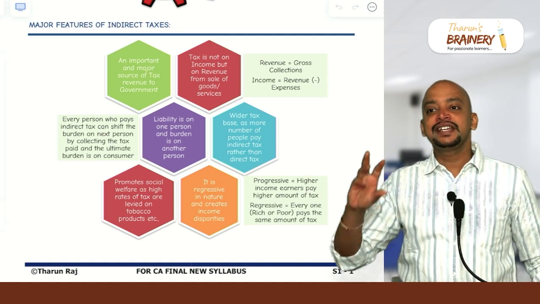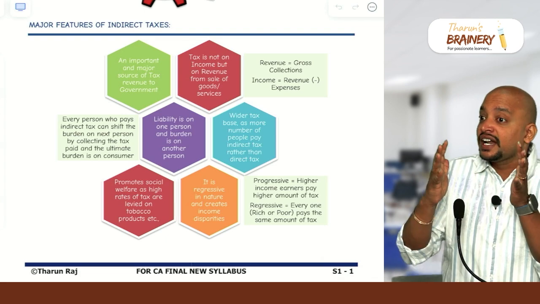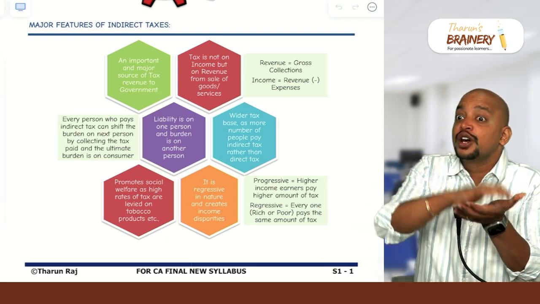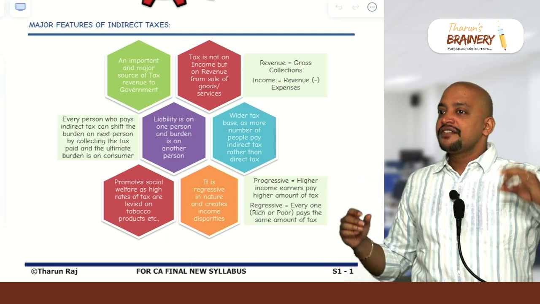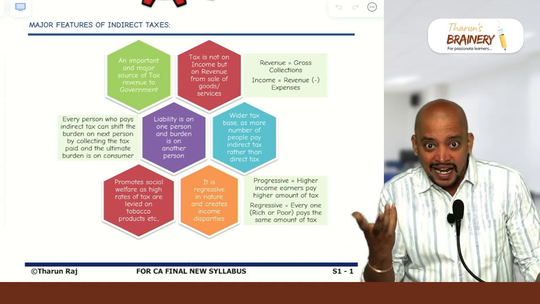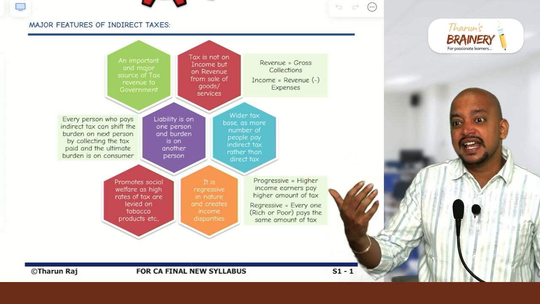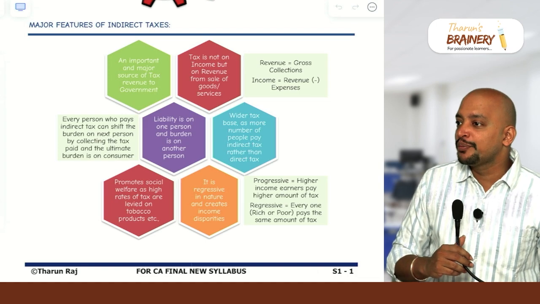So now, what is the point of difference that we have understood here? GST or indirect tax is computed on the gross, that is revenue, whereas income tax will be computed on the net. What is that net? Profit, that is gross minus expenses. On that we will be computing the income tax.